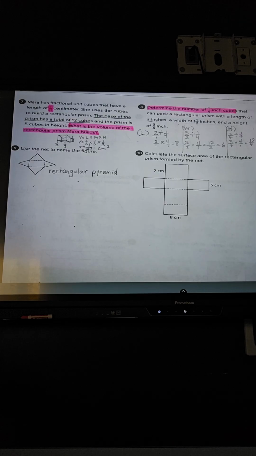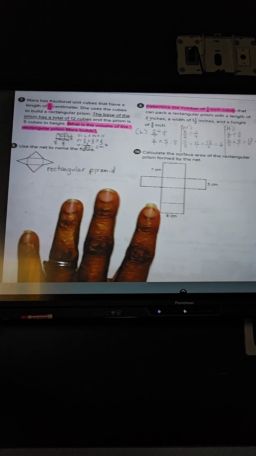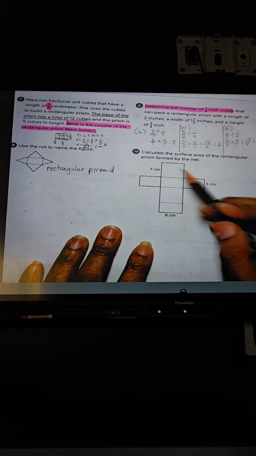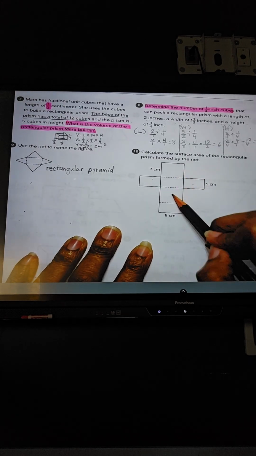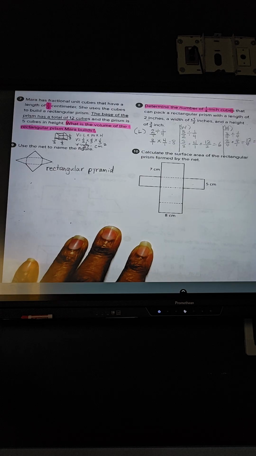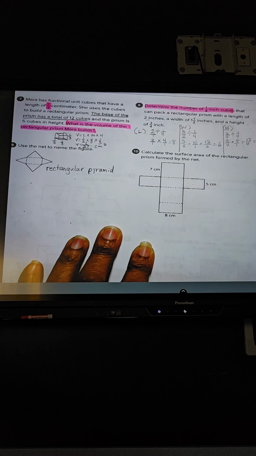Okay? All right, number 10. Calculate the surface area of the rectangular prism formed by the net. For this one, you must make sure that you can identify the length of every side of each of the shapes you see. I see 1, 2, 3, 4, 5, 6 rectangles here. So I'm going to have 6 numbers that I'm going to have to add in the end to calculate the surface area. So when I look at this, go back to what we've been talking about.